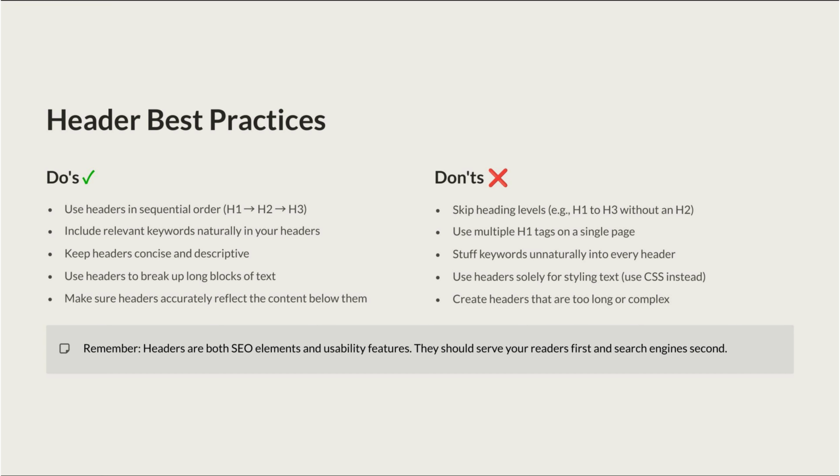Headers should follow a sequential order, like H1 to H2 to H3, and include relevant keywords naturally. They must be concise, descriptive, and accurately reflect the content they precede. Avoid skipping heading levels, using multiple H1s, or stuffing keywords unnaturally. Headers enhance both search engine optimization and user experience, prioritizing readers over search engines.